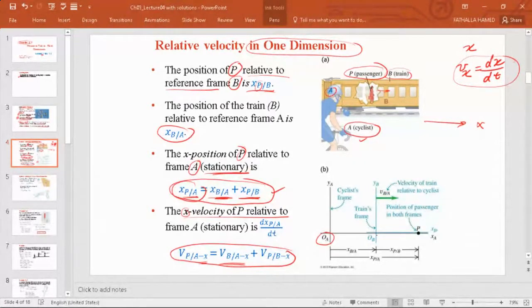Now you have another frame, which is the frame of the train which is moving, and that's why we call it OB, which is the origin of that frame, which is B. Of course, this frame is moving with a velocity B relative to A. And that's how we are basically looking at position relative to different frames, either the train or the cyclist. And we can also look at the velocity relative to the cyclist, or you can do it relative to the train. Is this point clear? Any question on this one? So that's how you basically look at your relative velocity in one dimension.